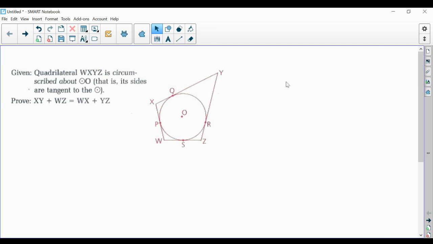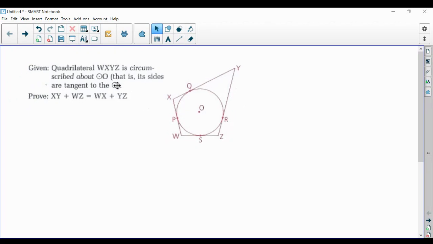So this extra video here is just to kind of give you a hint on how to solve these walk around problems when you have a quadrilateral that is circumscribing the circle, or that the sides of the quadrilateral are tangent to the circle. And this only works for quadrilaterals.